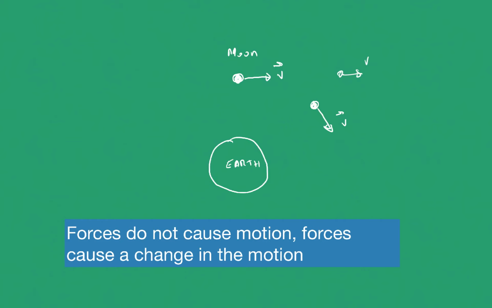But because the Earth creates a gravitational field, and the gravitational field is acting with a force on the Moon, the force produces a change in the direction of the vector velocity and maybe in the magnitude of the vector velocity. So forces do not cause motion. What forces cause is a change in the motion, a change in the magnitude of the vector velocity, a change in the direction of the vector velocity.